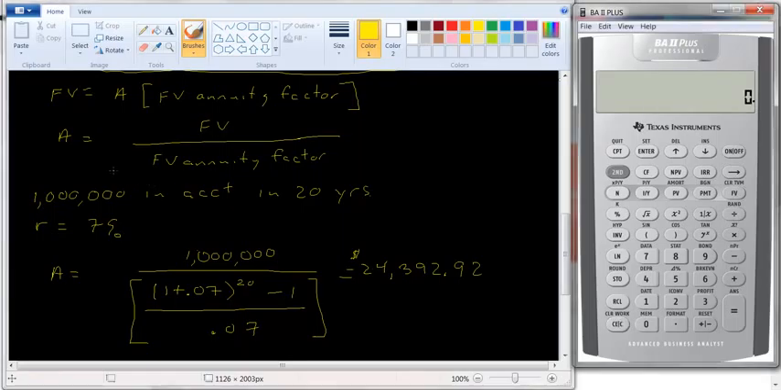Let's check ourselves. Let's try the time value of money functions here. Clear them. We know that n equals 20. We know the interest rate is 7%. In this case, we know the future value, not the present value. We know the future value is 1 million, and we simply compute our payment, and we get $24,392.92. So if you'll save this amount of money for 20 years, if you earn 7%, you'll have $1 million in your account.